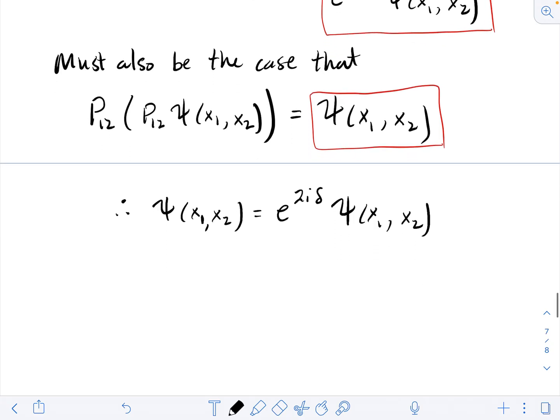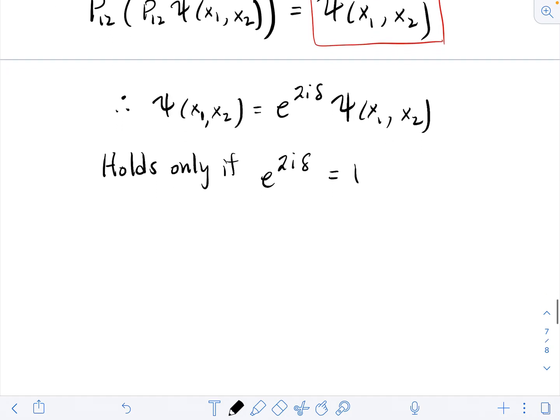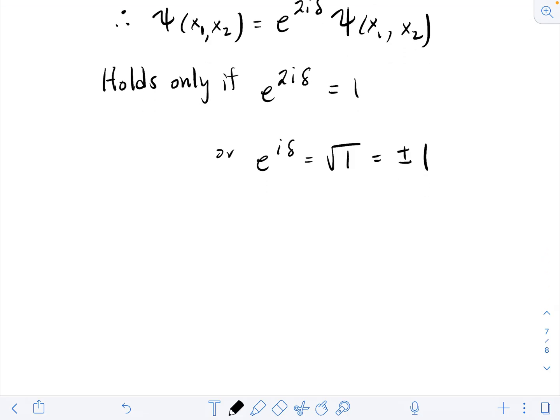And so our two results, of course, must be equal to one another. And this equality only holds if our phase factor, it's actually the square of our phase factor, is equal to 1. Equivalently, we could take the square root. The square root of 1 is plus or minus 1. And so e^(iδ) must be equal to plus or minus 1.